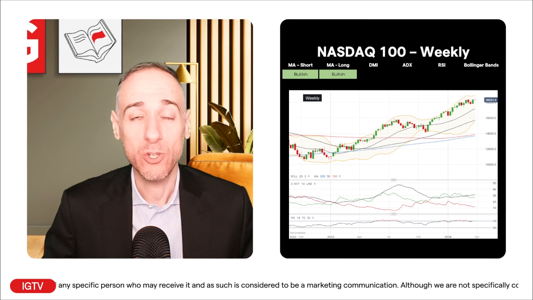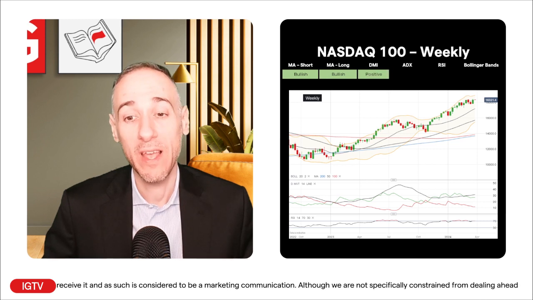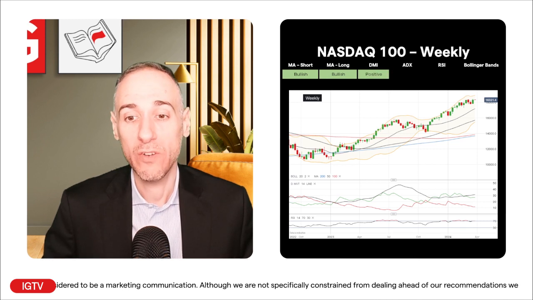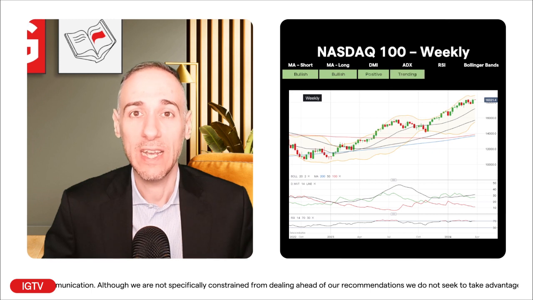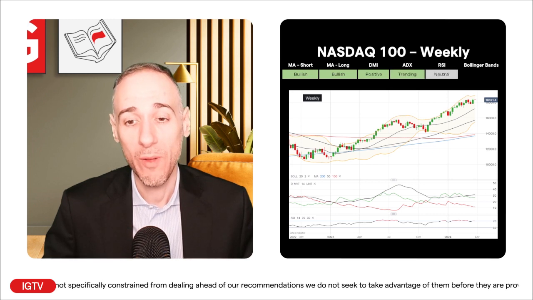Price is above all its main short and long-term moving averages. You've got a DMI definitely in positive territory, a nice margin for the plus DI over the negative DI. You've got an ADX well in trending territory on the weekly time frame, and an RSI that's been falling in and out of overbought territory.